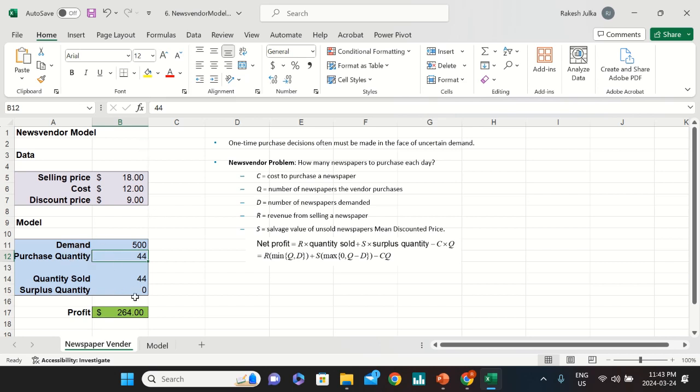So this is the beauty of this model. Look at this. If I go with, say, 37 demanded, it means 37 were sold and 7 were not sold. The profit will be 201. So this is how we can calculate the profit in a day very easily with the help of a Microsoft Excel spreadsheet.